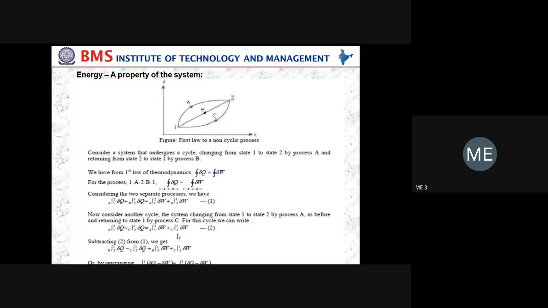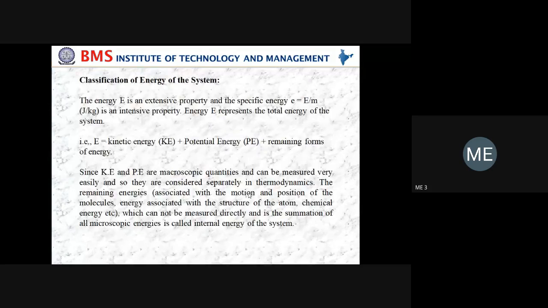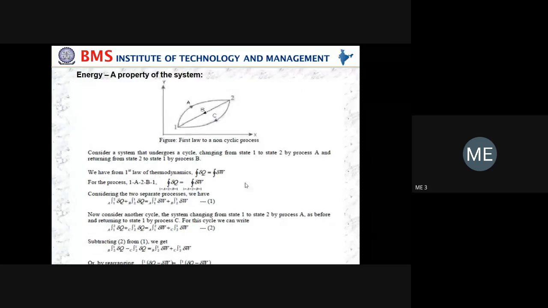So first you take cycle 1A to B1 and write the first law of thermodynamics equation. Next you take 1A to C1 and write the expression for the first law of thermodynamics. You call it equation number 2.